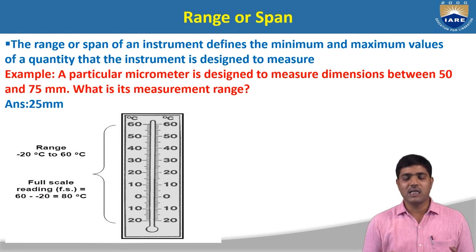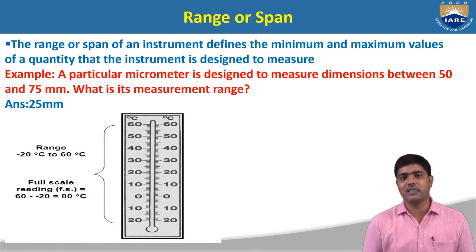So what is the range or span of an instrument? Any instrument has a minimum value you can measure through it, and a maximum value you can measure through that particular instrument. Especially if you take the weight measurement systems available in the market, if you want to measure 0 to 10 kgs weight, you may require one kind of instrument, and if you want to measure 100 to 1000 kgs or another range, you would buy an instrument of that particular range.